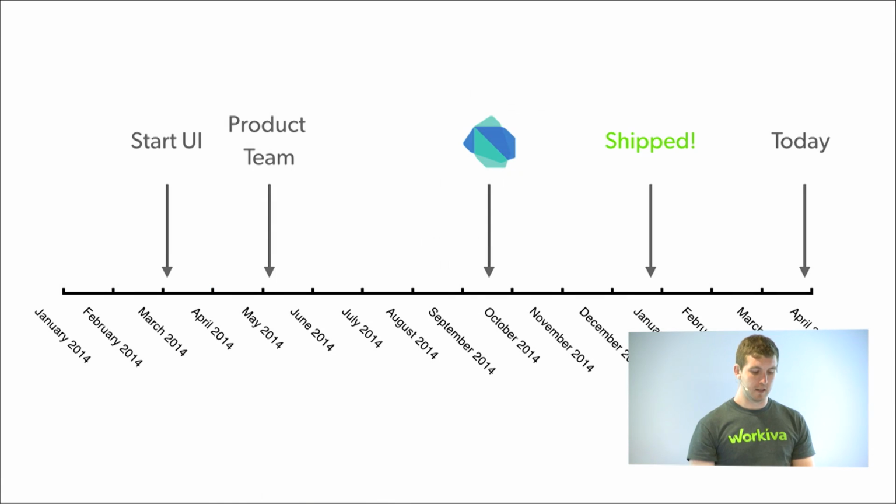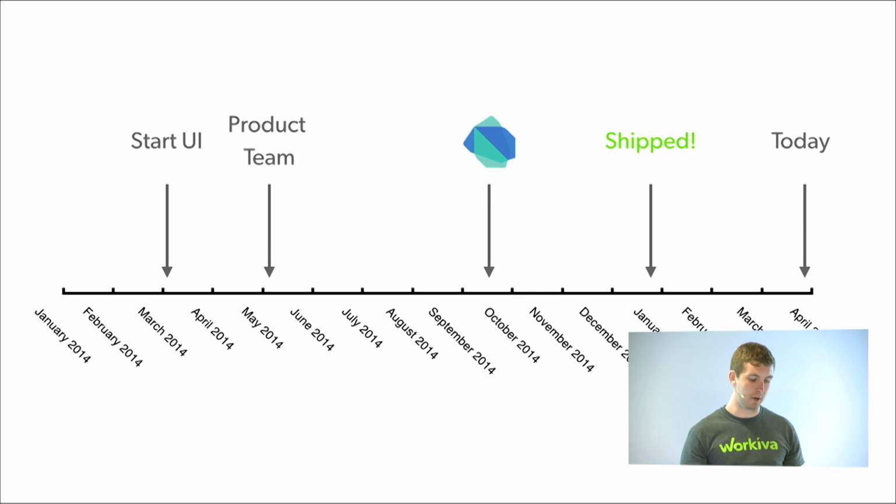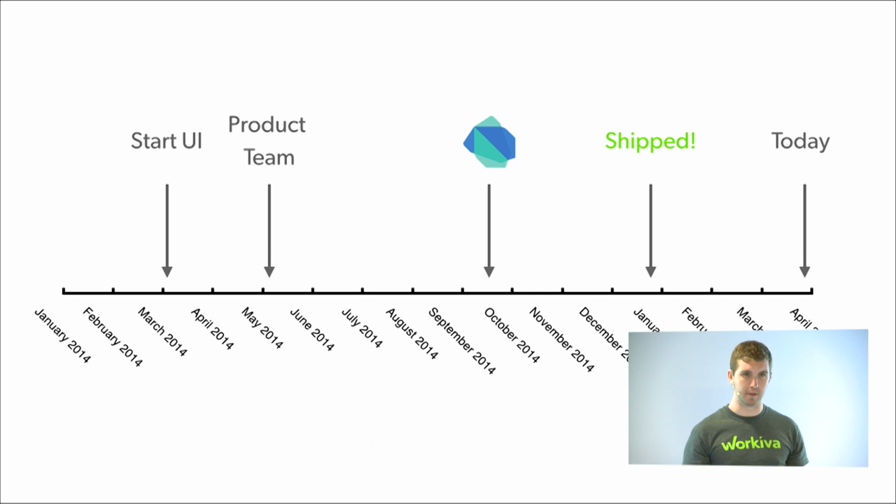So this is a timeline of our project. We started prototyping things a year ago. We formed a product team in May. We switched to Dart last October after using a bunch of tools in JavaScript. And we shipped earlier this year. We're very happy about that, and we're getting a lot of good feedback from internal and external customers already.